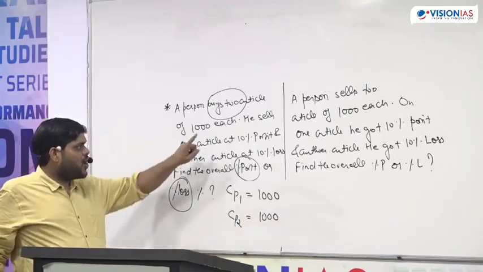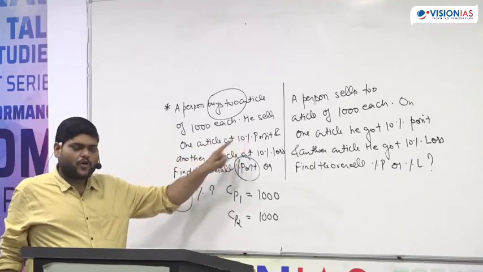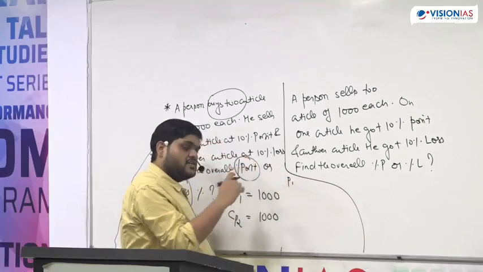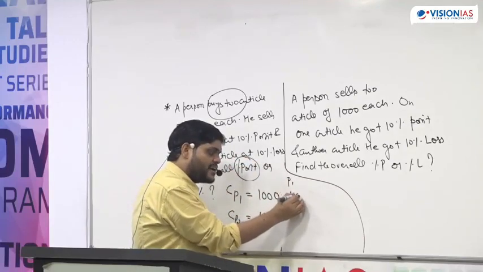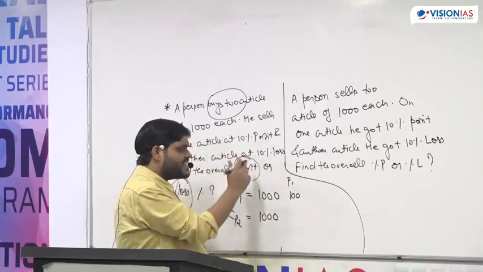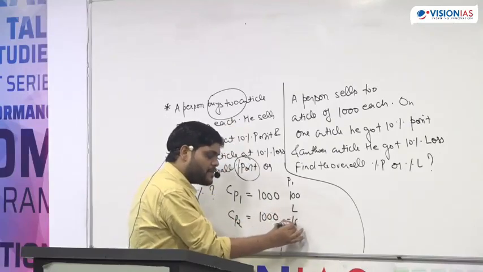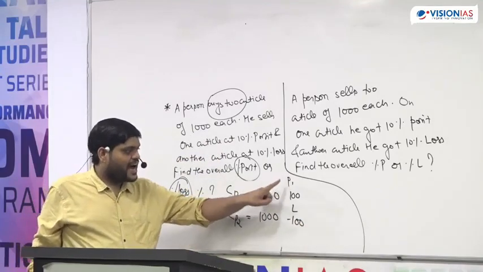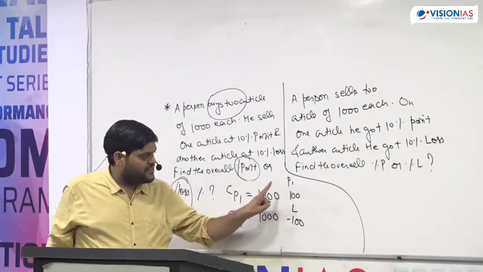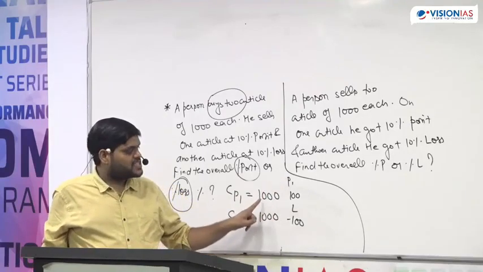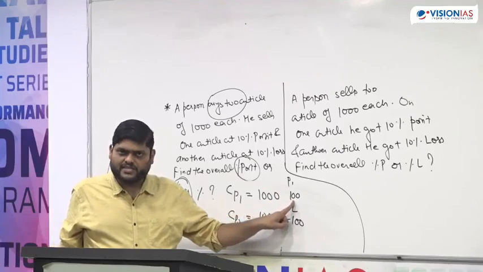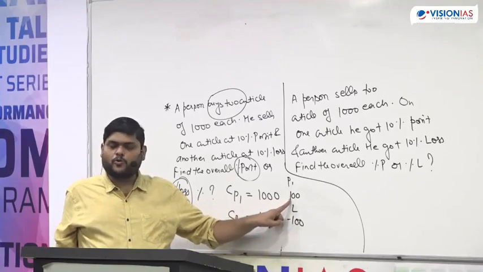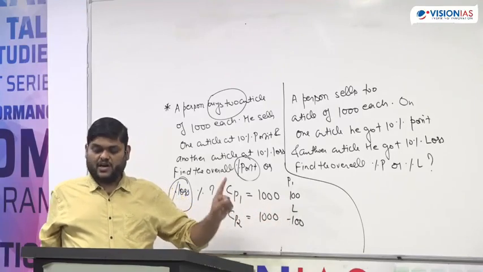Now what is given? On one article he has 10% profit. Suppose on the first article he has 10% profit. So 10% profit means 100 rupees profit. On the second article he has 10% loss, that means 100 rupees loss, because we always calculate profit and loss on the cost price. We have been given the cost price as 1000. So what is 10% of 1000? 100 rupees. What is the 10% loss of 1000? 100 rupees. That means 100 rupees profit is there and 100 rupees loss is there.